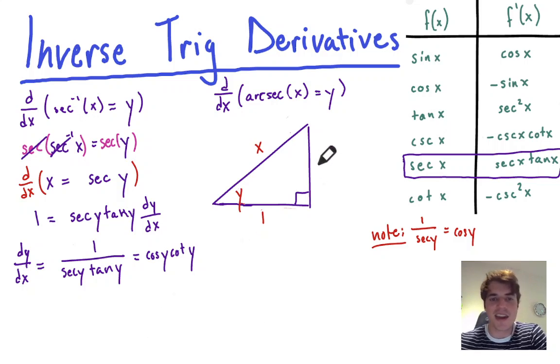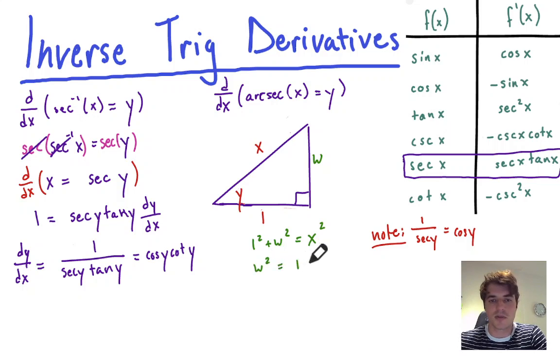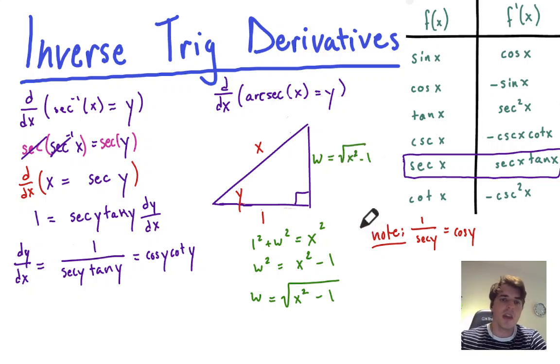All right. And that allows us to find the side w by doing the Pythagorean theorem. 1 squared plus w squared equals x squared. We want w by itself. W squared equals x squared minus 1, or w is equal to the square root of x squared minus 1. And we just need to fill in what we have here.